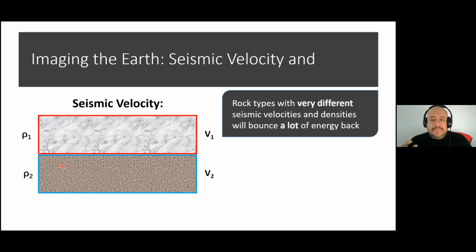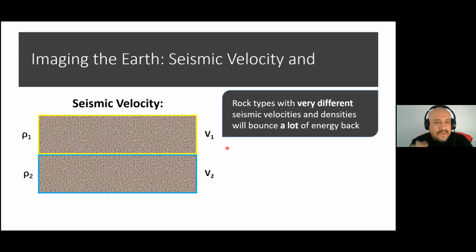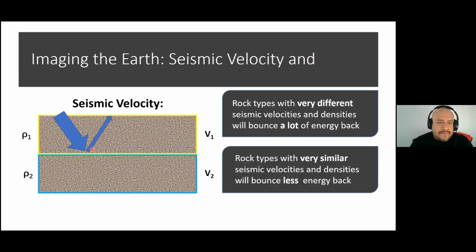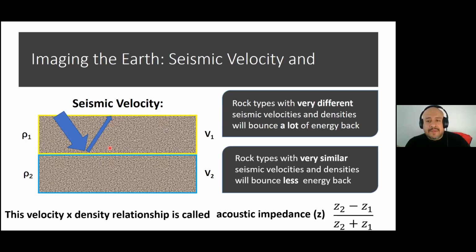In this case, rock types with very different seismic velocities and densities will bounce a lot of energy back to the surface. You see, this is the amount of energy that we sent to the subsurface, and then we have this bounce back. It's going to be less than the original, but it's going to be a big amount. But if you have very similar kinds of rocks, you send this amount of energy, and then you are going to have this lesser energy. That's why you have the brightest reflections when you have more reflected energy, and you are going to have faded ones when you have more similar kinds of rocks. So the relationship between the seismic velocity of a wave and density provides us something that we call acoustic impedance, okay?